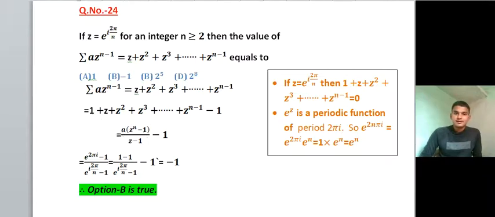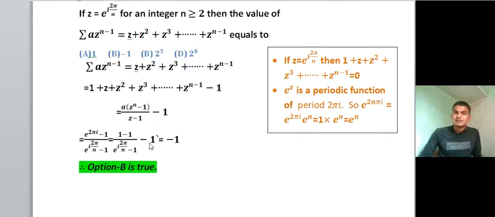The formula to find the sum of the first n terms of a geometric series is a into z to the power n minus 1, divided by z minus 1. What is a here? a is 1 here, n is n, and z is also z. So this will be z to the power n minus 1 by z minus 1.